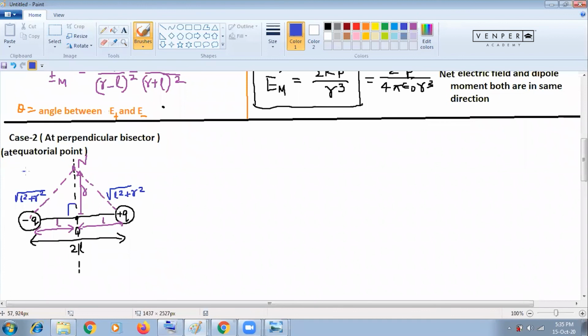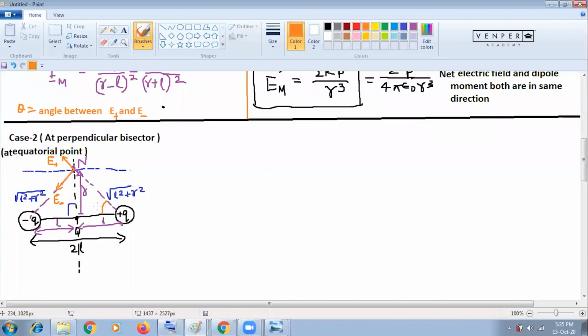So here I have to draw a parallel line. You draw a parallel line here. Then give the electric field direction, so this is the electric field E plus. This is the E plus, and here this is also E plus. And E minus is in this direction because the force is attractive, so it will be towards the minus q, E negative.